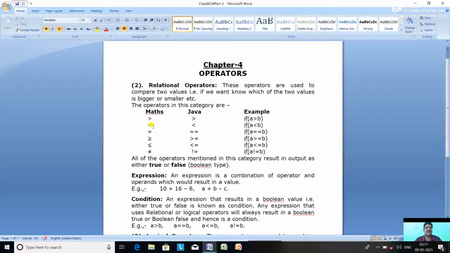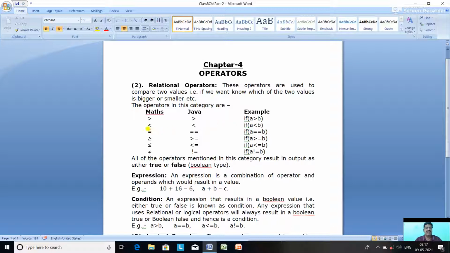The same way, the second sign in math is called less than. So in Java also it is called less than, like if A less than B. If the value of A is less than the value of B, then the output will be true, otherwise false. So always remember, the relational operator gives the output in Boolean, that is either true or false.